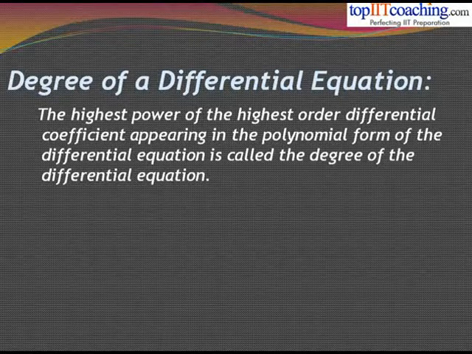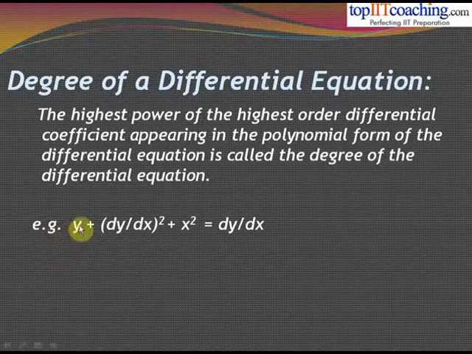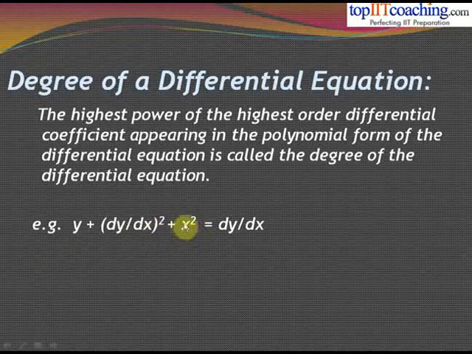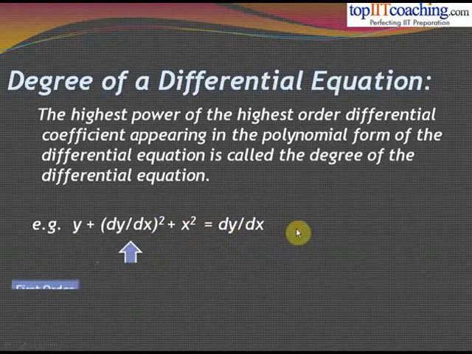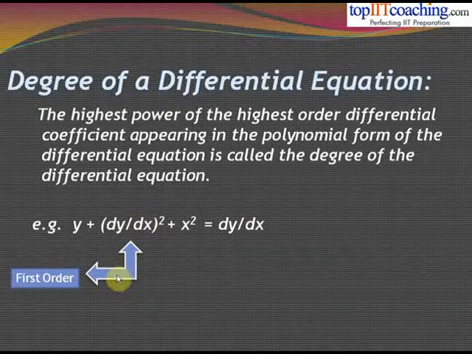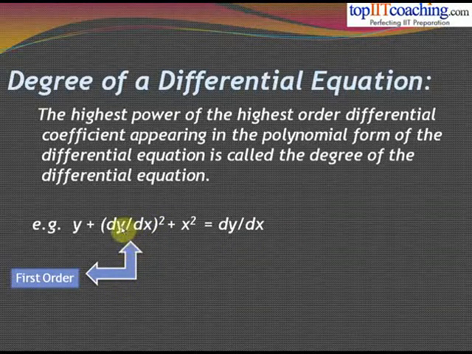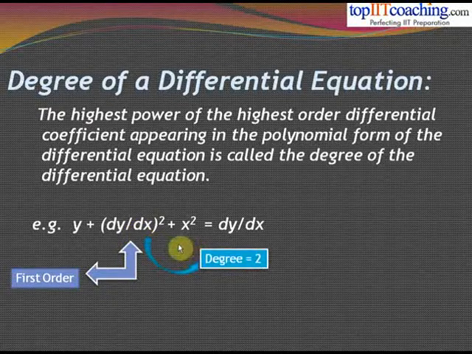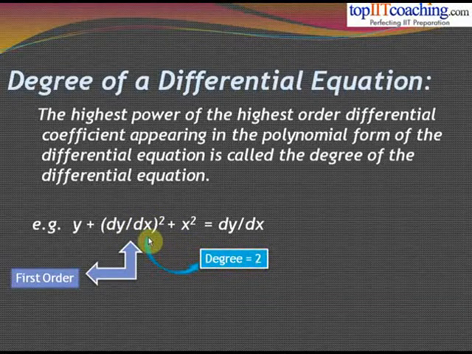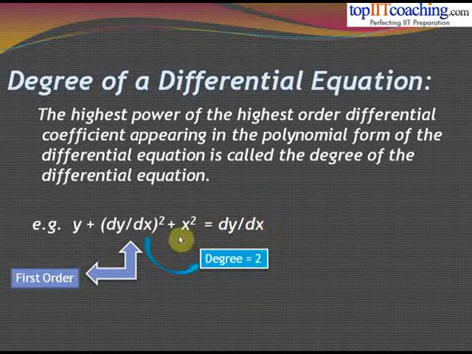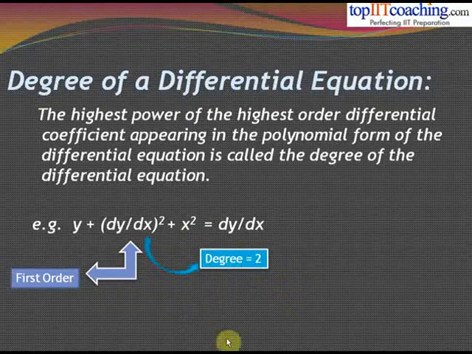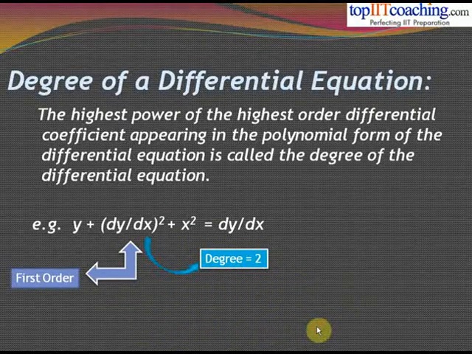So for example, if we consider this equation y plus (dy by dx) whole square plus x square equal to dy by dx. Now we see that this is a first order differential equation because the highest order differential is 1, dy by dx, and we see that this is having a power of 2, so the degree would be 2. Thus the degree of a differential equation is the highest power of the highest order differential. There is a term dy by dx here also, but we consider the highest power of the highest order differential to be the degree of the differential equation. Thus here 2 is the degree.